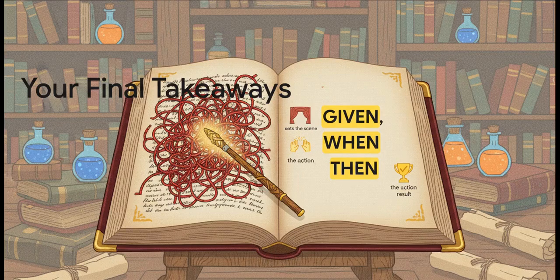So let's remember the big ideas from today. We learned that we can turn messy, confusing instructions into super clear magic spells. And we do it with our 3 magic words: given, when, and then. Remember, given sets the scene. When is the action, and then is the result. You now have the power to talk to computers.